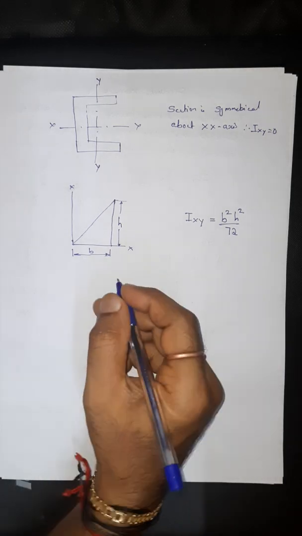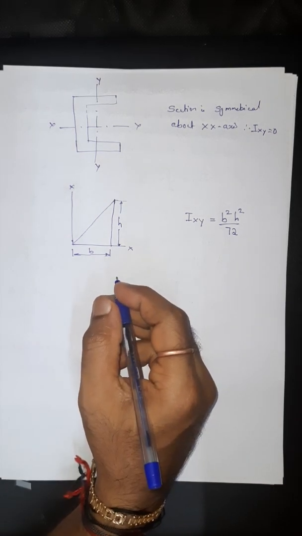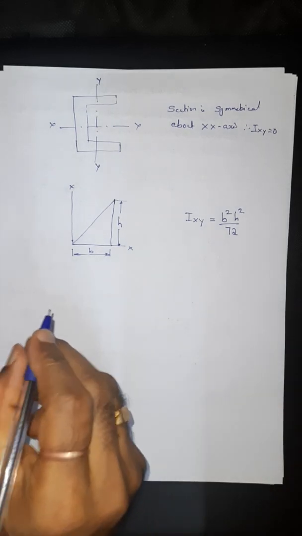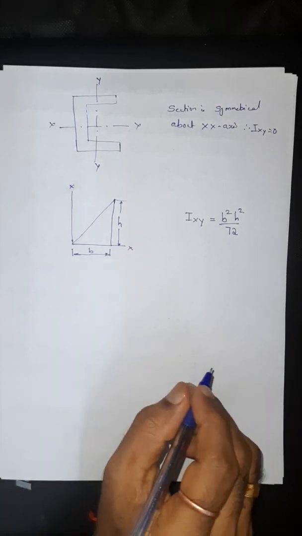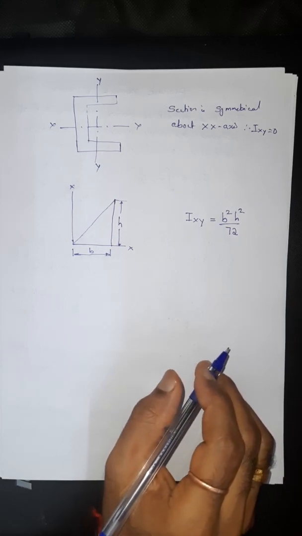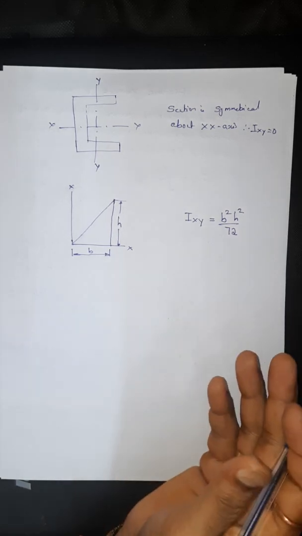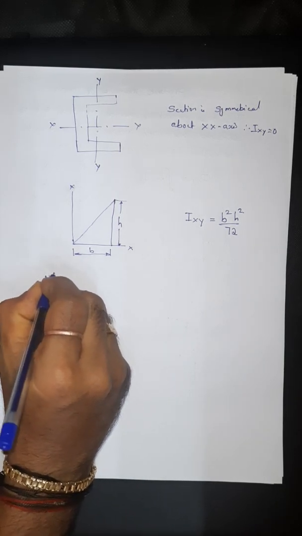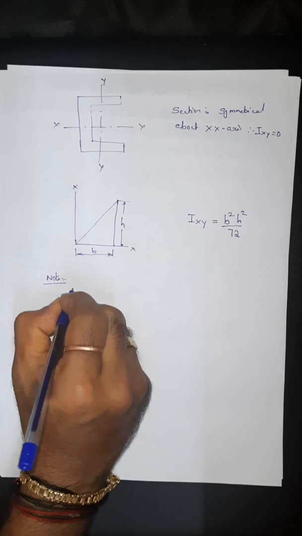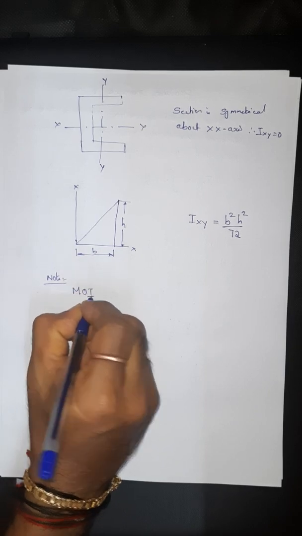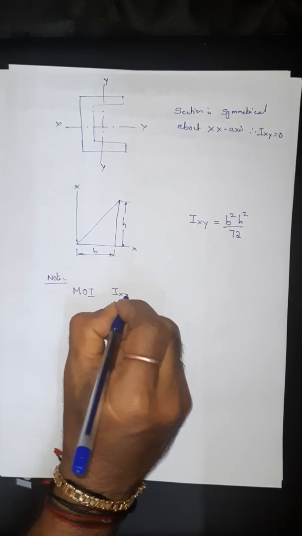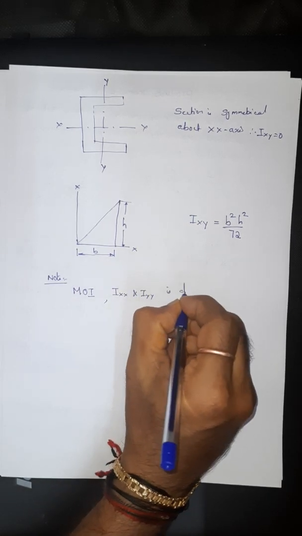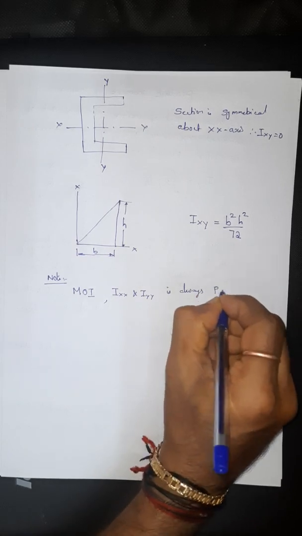As far as the area moment of inertia, that is Ixx and Iyy, it is always positive. When it comes to the product moment of inertia, it may be positive or negative, right? So the important point, that is the note: the area moment of inertia, that is Ixx and Iyy, is always positive.